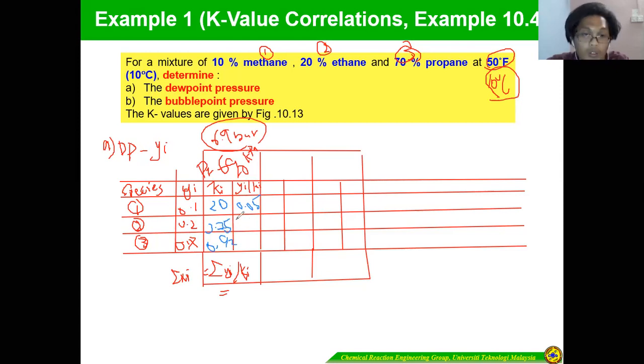Okay, 0.062. Okay, this one 0.731. And then you can get the total, this one. So you can get 0.828. But the value is lower than 1. Our target is to get total xi equal to 1. Okay, that is our target.